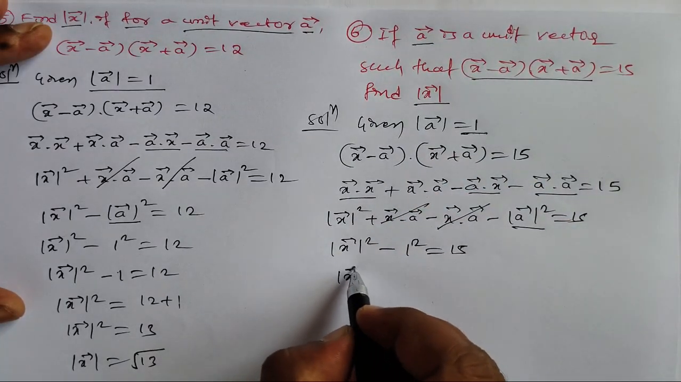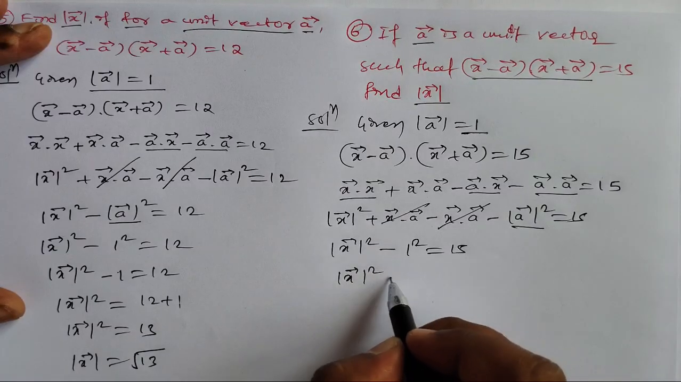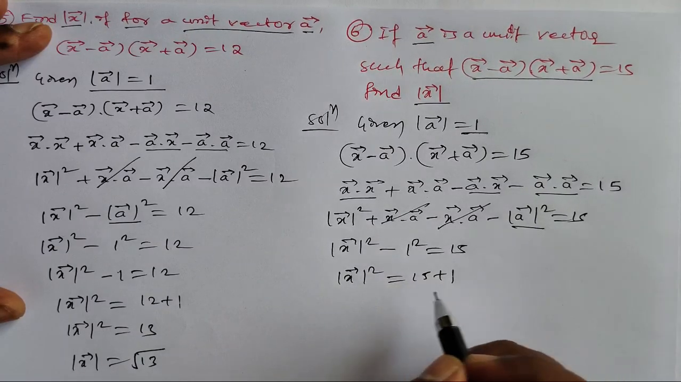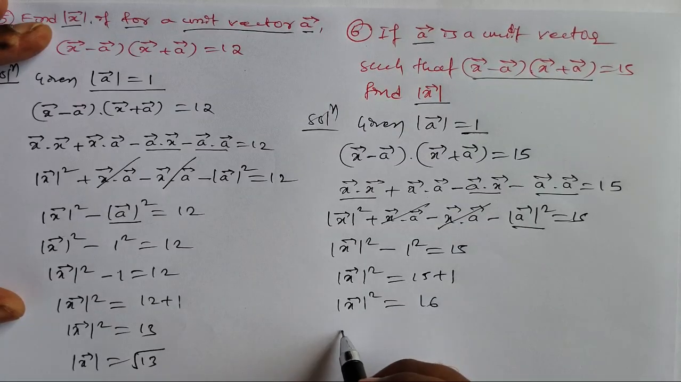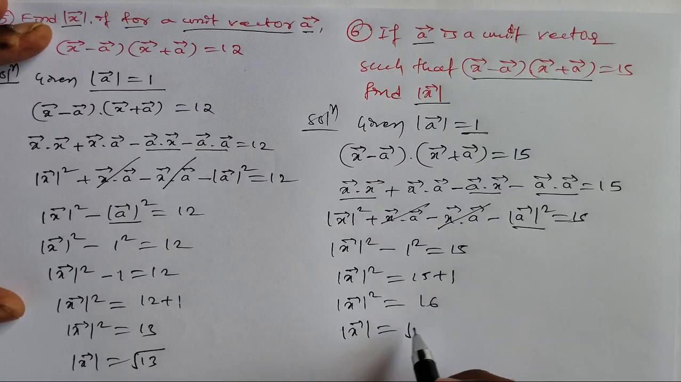Then magnitude of x square, I'll take that side, 15 plus 1, then magnitude of x square is equal to 15 plus 1 which is 16. What is the magnitude of x vector? It is equal to root 16, right?